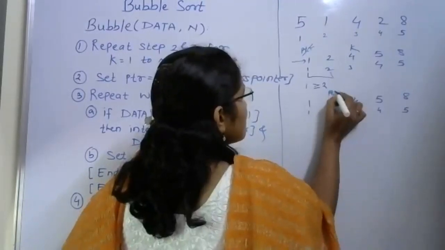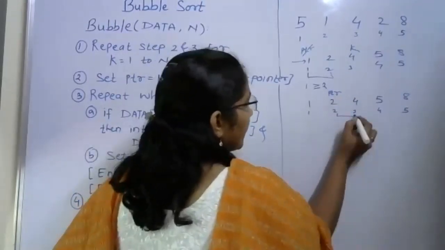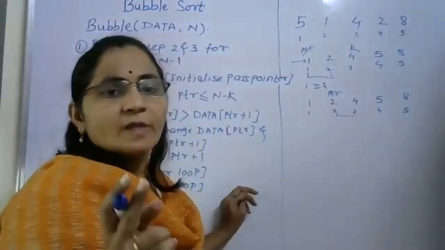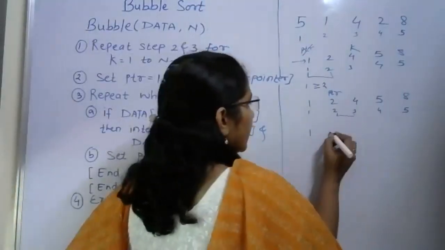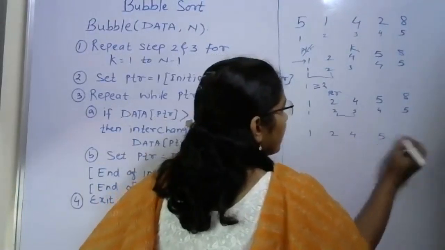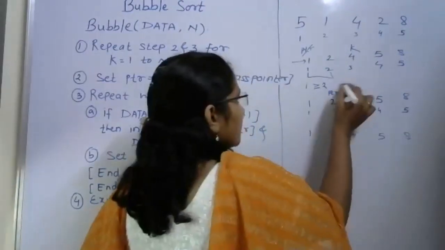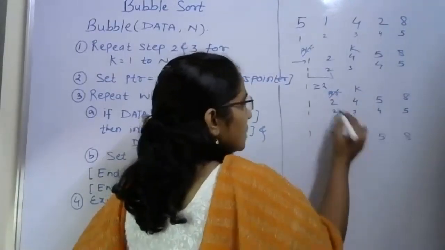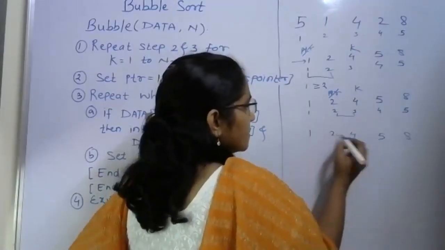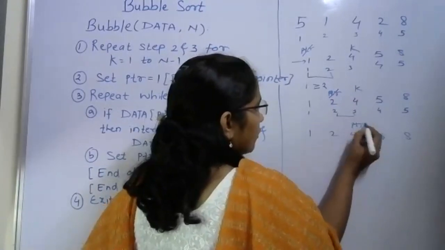Now at the second pass, you have the PTR. Then you compare 2 with 4. Again, 2 is not greater than 4. So there is no change. So the data is as it is: 1, 2, 4, 5, 8. Now the pass is third. Now PTR will move. PTR equal to PTR plus 1. So your PTR is now at the fourth location.